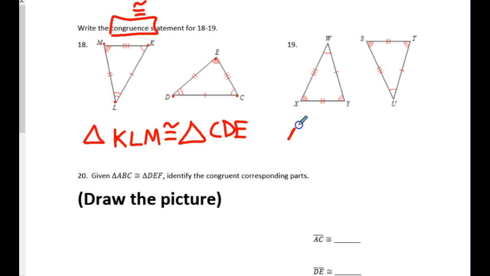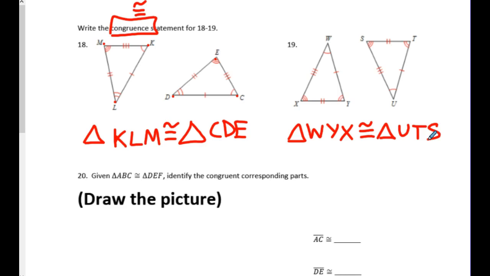19, we'll do the same thing. Triangle, one arc is W, two arcs is Y, three arcs is X. Congruent, equal with the squiggle on top. Triangle, one arc is U, two arcs is T, three arcs is S. That's it.